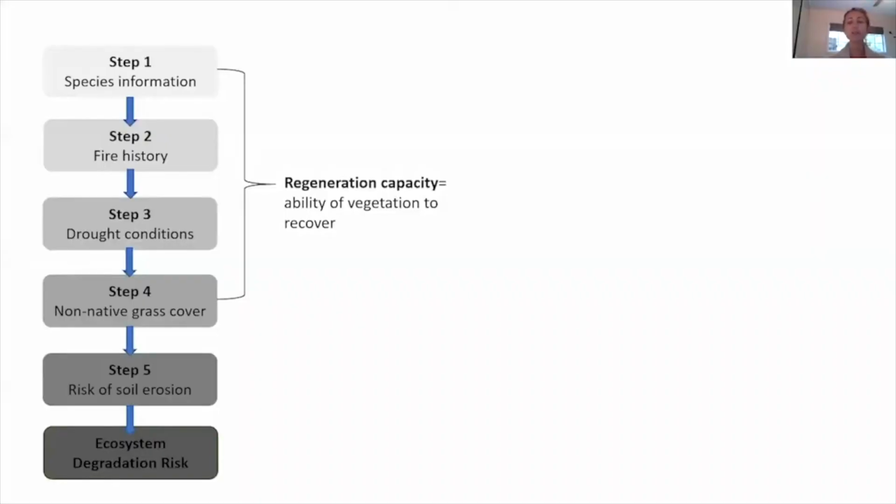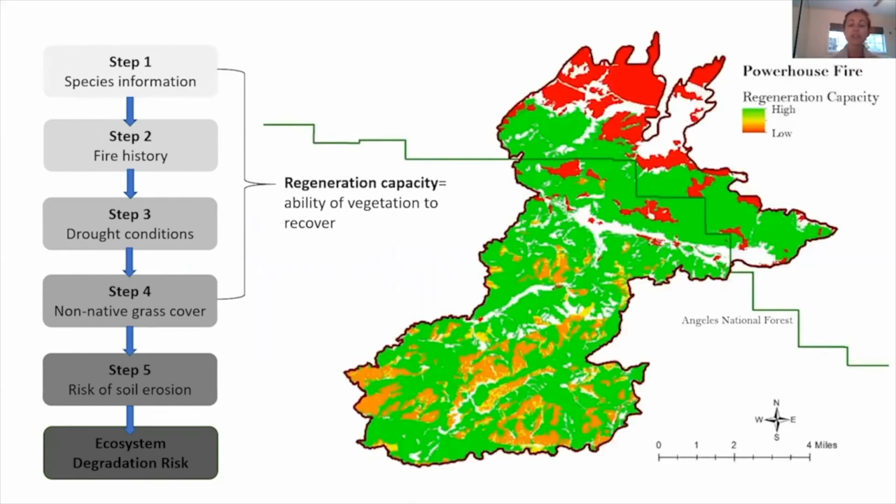So a quick overview for those of you who haven't seen Emma's presentation, and review for those of you that have. So the PREP tool is a 5-step process that can be carried out on the post-fire landscape. And the tool essentially predicts regeneration capacity based on the species present in the pre-fire landscape, the fire history, which can be seen as step 2, drought conditions, both pre and post-fire, as well as step 4, which is non-native and herbaceous grass cover. So the regeneration capacity of the Powerhouse fire, so the map that you see is the fire scar from the Powerhouse.